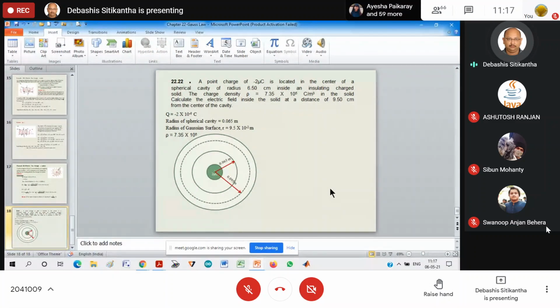Is there anyone who can think about how to solve it? Just give me the idea. The charge enclosed within the Gaussian surface is the point charge and the shell-like structure. Yes, exactly. You are absolutely correct. That's the right way of thinking and approaching the problem. Very good, excellent. I really didn't expect first year students to answer it in such a beautiful manner.